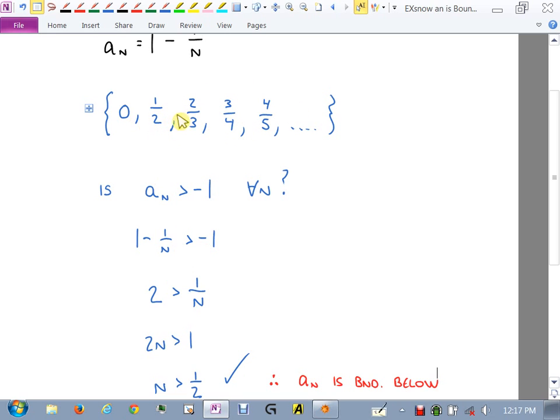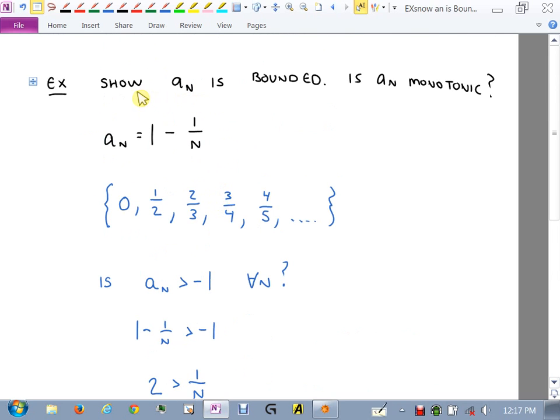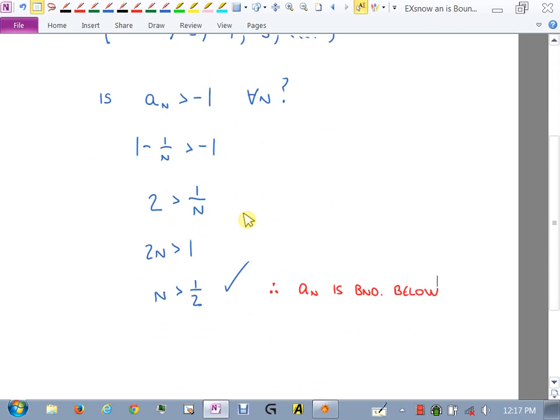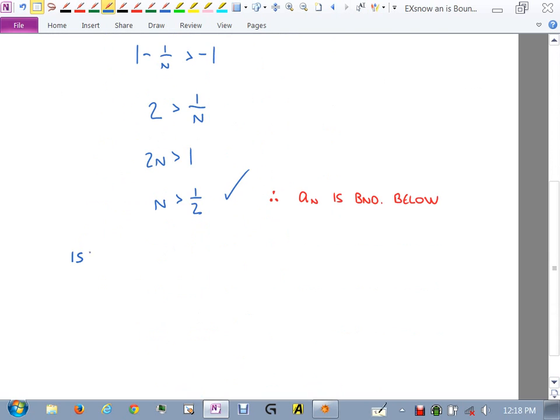Do you see something? All of these were positive. So that made me think, let's just pick a negative number. -1 seemed good. Now, because we have to show it's bounded, right? I've shown half of it. I now need to show that bounded means bounded below and above, right? Now I need to find an upper bound. What is something that looks like is always bigger than these? 1, right? Doesn't that look right? So we have to show it. So I'm asking myself this question. Is a sub n always smaller than 1? That means is 1 minus 1 over n smaller than 1?